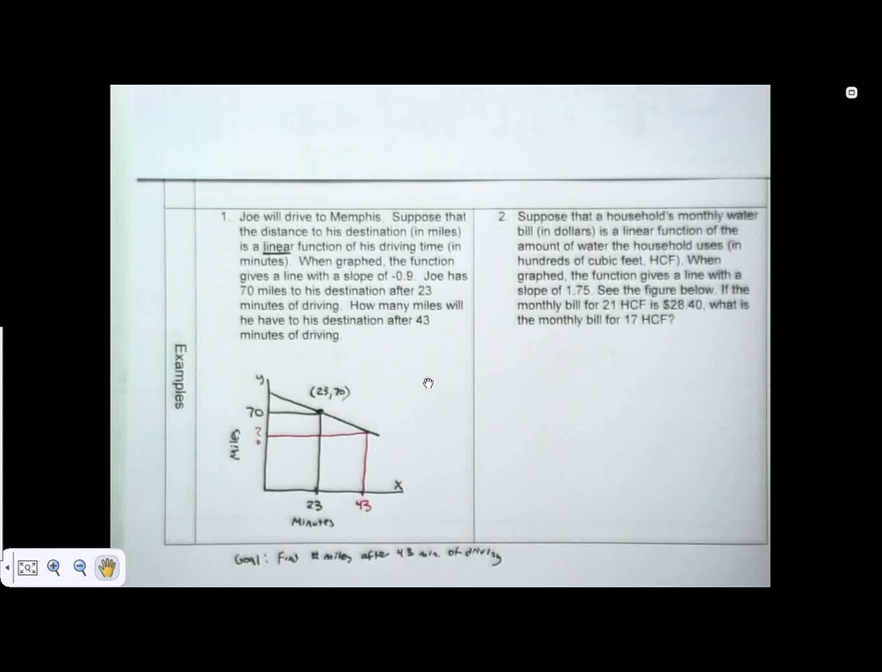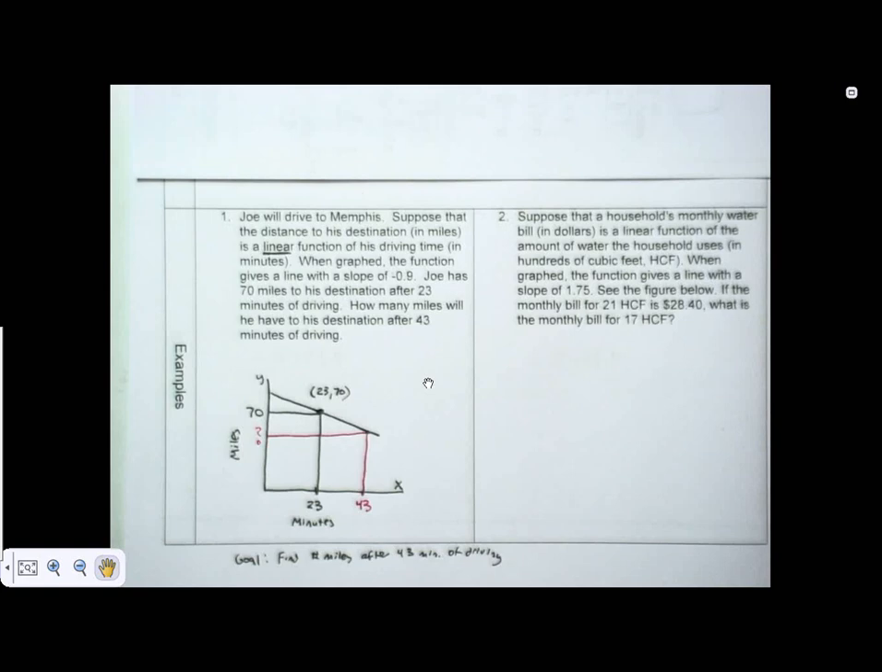Number 1 says, Joe will drive to Memphis. Suppose that the distance to his destination is a linear function of his driving time in minutes. When graphed, the function gives a line with a slope of -0.9. Joe has 70 miles to his destination after 23 minutes of driving. How many miles will he have to his destination after 43 minutes of driving?